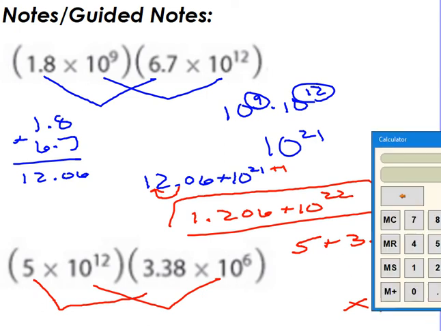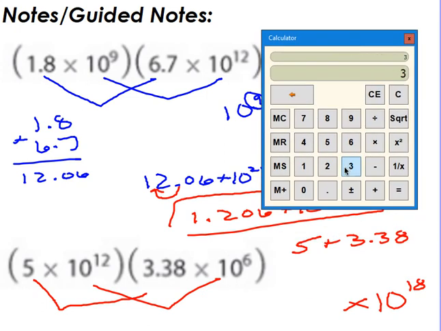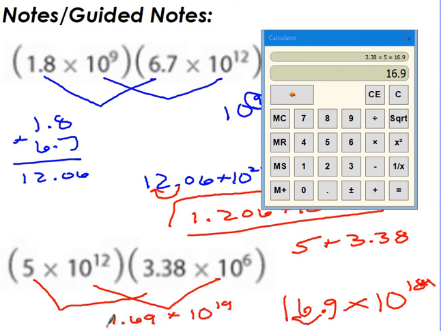And then I actually have to do that multiplication. Now again, I'll just use a calculator real quick. 3.38 times 5 is 16.9. Notice how the exponents don't have to be the same. It makes multiplication almost even easier because I just got to add my exponents and that part's done. So 16.9, I'm not in scientific notation, so I move my decimal over once and add one. So that's going to give me 1.69 times 10 to the 19th power, and I'm all done.